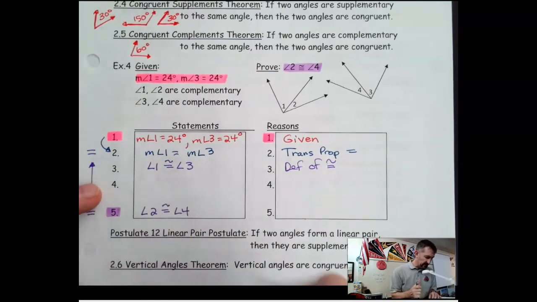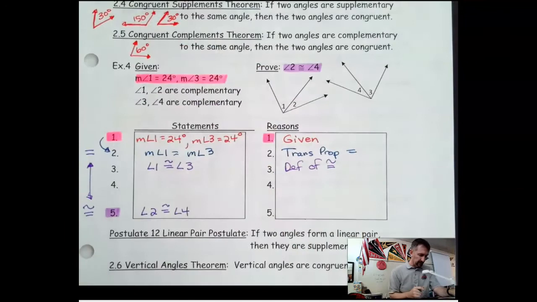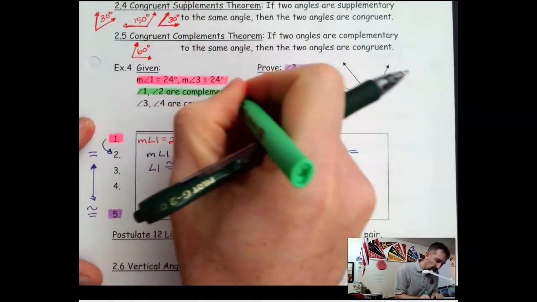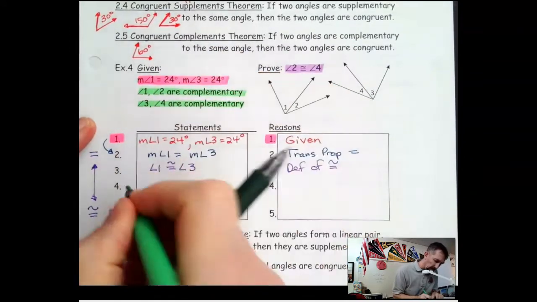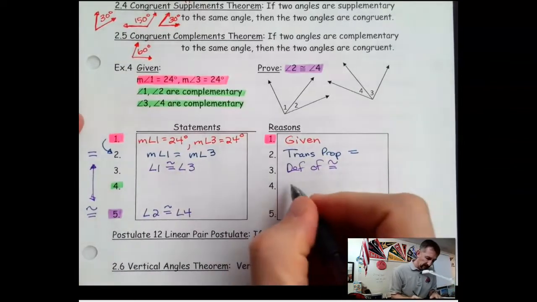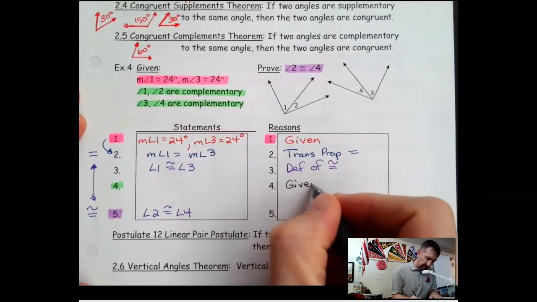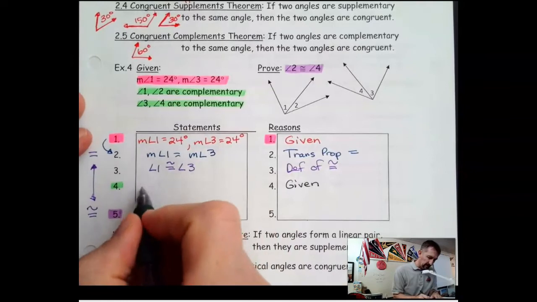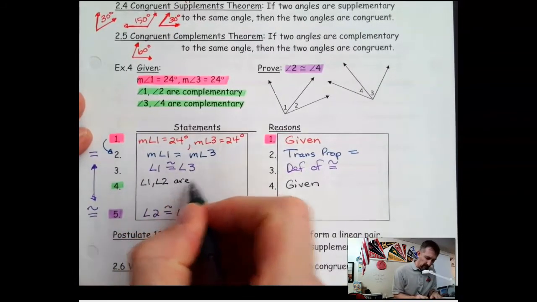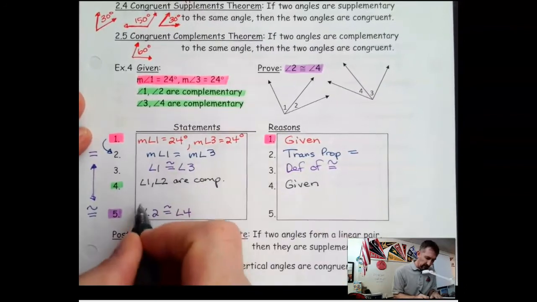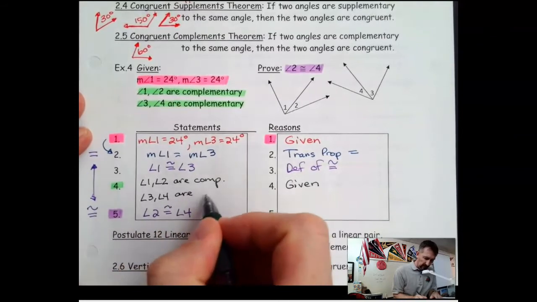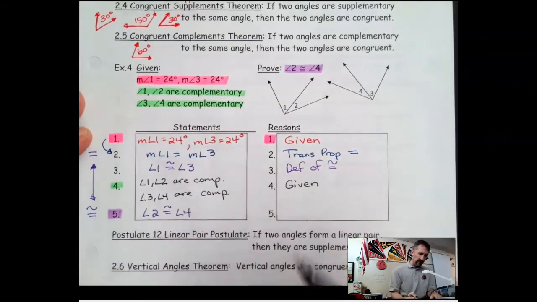there was another given piece of information, and it's kind of big, and so you can see we skipped a line here. So that is going to go there. And that reason is going to be given. Okay? I don't particularly want to write that out, but 1 and 2 are complementary. 3 and 4 are complementary.